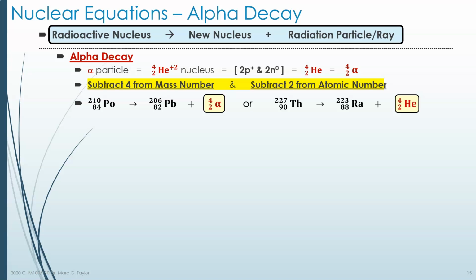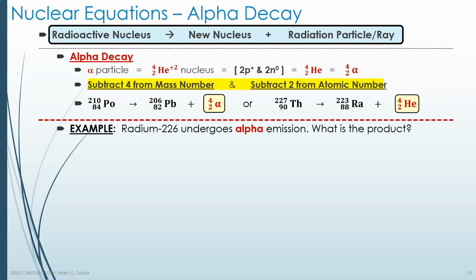Likewise, if we look at thorium-227, we can see that you subtract 4 from the top, you get 223, subtract 2 from the bottom, you get 88, and then you just look up what 88 is. In the first one, you would have looked up 82 and saw that it was lead. In the second example, you look up 88 and you see that it's radium, and you just write that symbol in there to complete your equation.